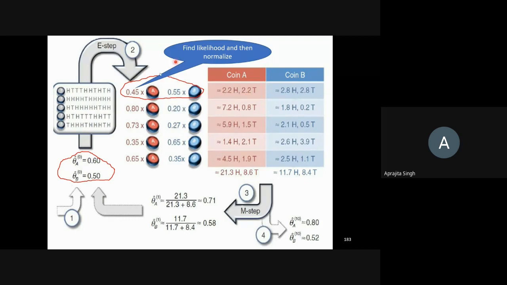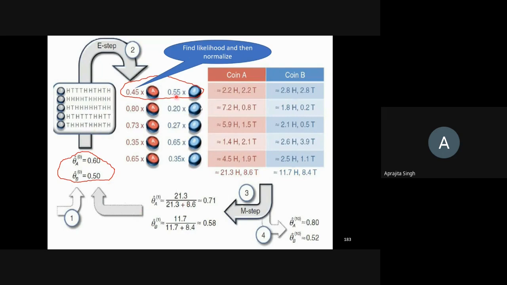Okay, so let's see these steps. So once you do the expectation step, you find the likelihood, you normalize, you get this particular table, and then you get the total of heads from A, heads from tails, and then you find out the new probabilities. After finding the new probabilities, in place of 0.6, the probability of A, 0.7 will come, and here 0.58 will come. So now you will do this whole step with these new probabilities.